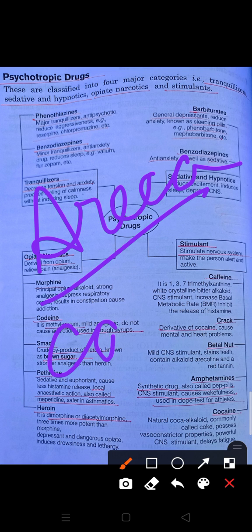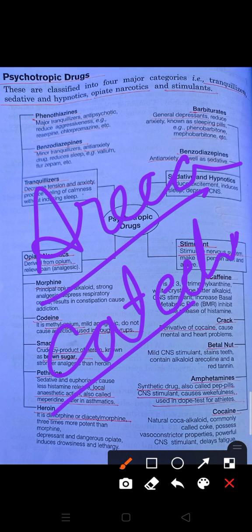Areca catechu. Clear? It is generally enclosed inside betel leaves, and these leaves are also chewed in India and Africa. It contains arecoline and red tannin, as I told you, and it's a mild central nervous system stimulant. What happens with it? It generally stains teeth and gums red.